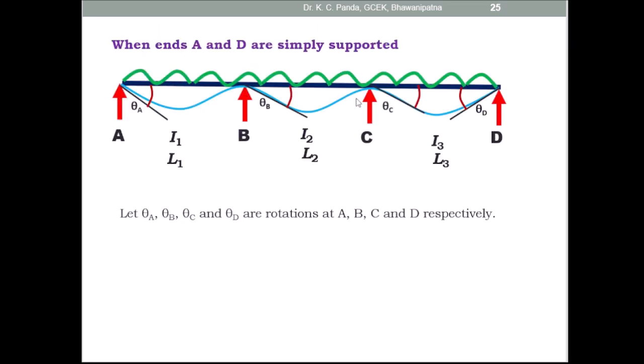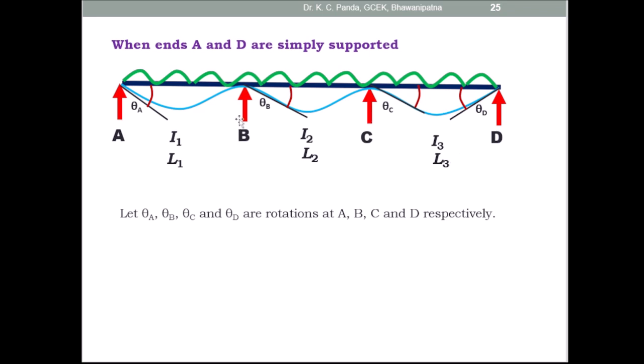Then the second case, that is when ends are simply supported. Here look at this figure. Here the end A is simply supported and end D is simply supported, and B and C are the intermediate supports. So due to simply supported ends at A and D, the rotations theta A and theta D take place, and at the intermediate supports the rotations are theta B and theta C. The span AB has length L1 and moment of inertia I1, span BC has length L2, moment of inertia I2, span CD has length L3 and moment of inertia I3.